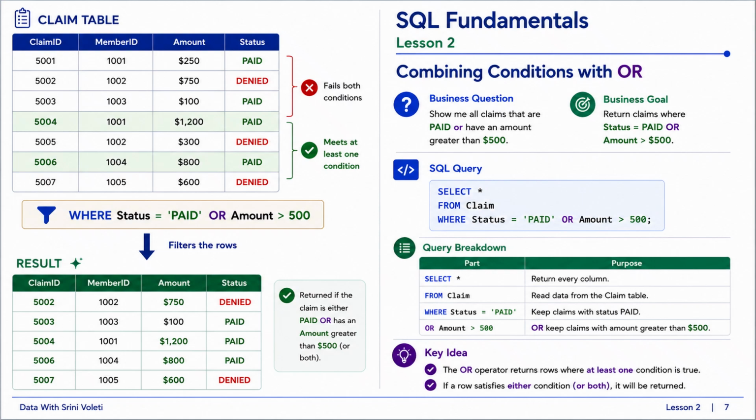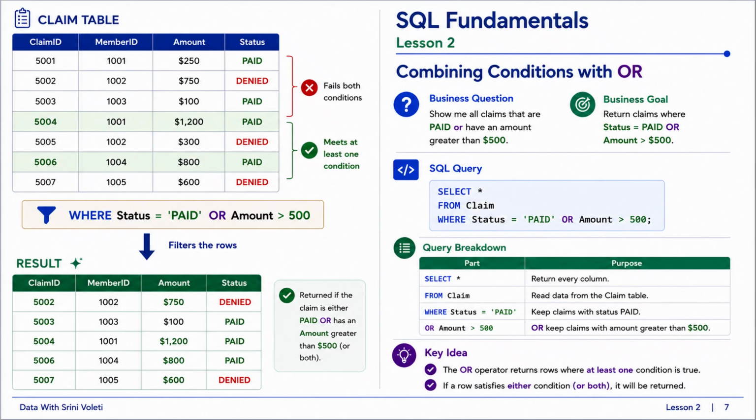Claim 5003. The amount is only 100, so it does not satisfy the amount condition. However, the status is paid. Again, one condition is true, so SQL returns the row. Claim 5004. The claim is paid and its amount is 1200. Both conditions are true, so this row is returned.